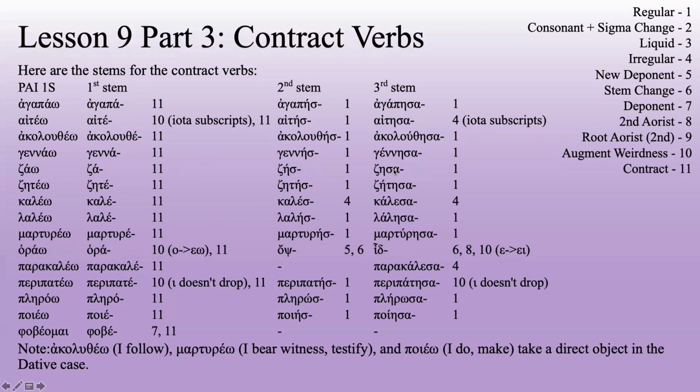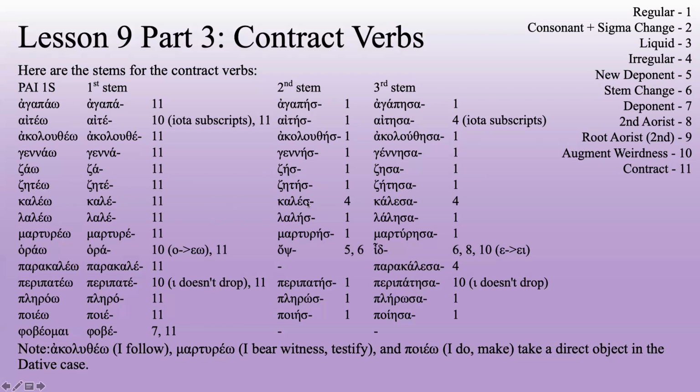Zao, alpha lengthens to eta. Now watch that one. It's a very short stem, just 2 letters. So that de might look a little unfamiliar. So you'll have to sort of backtrack in your mind and say, do I know a deo or a zao? Oh, wait, I do know a zao. Zeteo, the epsilon lengthens to an eta.